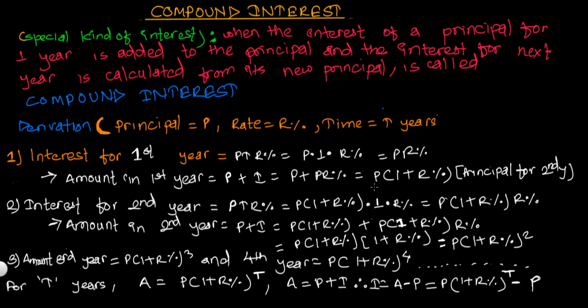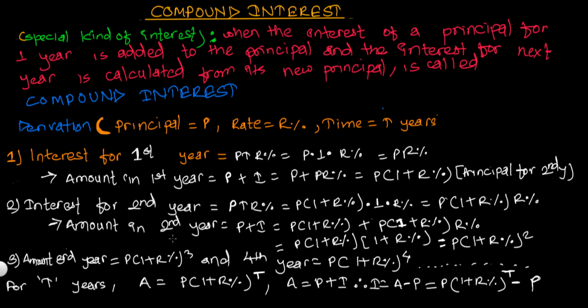On taking P common, we will have P times 1 plus R%. This is our new principal, or our principal amount for the second year. So let us see what our interest for the second year will be, which is again PTR%. Our new P is P times 1 plus R%, times the time for this time frame, which is 1, because the gap between the second year and the first year is also 1 year. So it's principal times time times R%, which is P times 1 plus R% times R%.